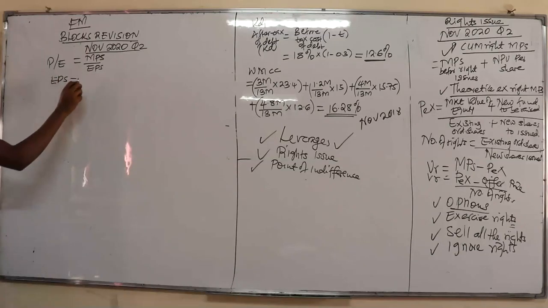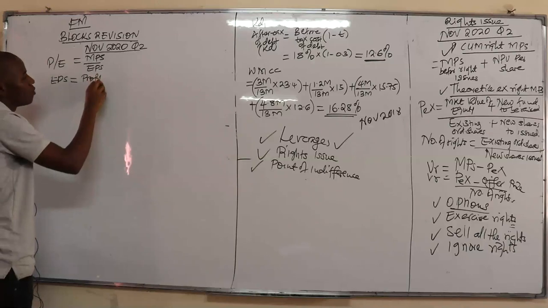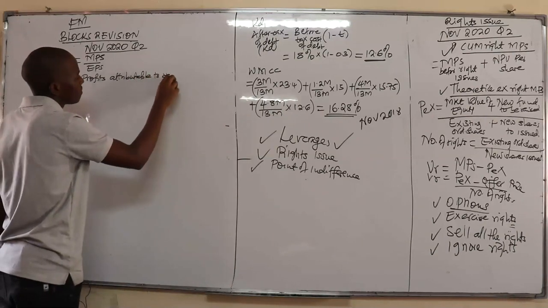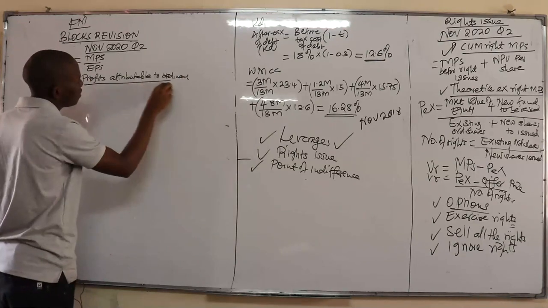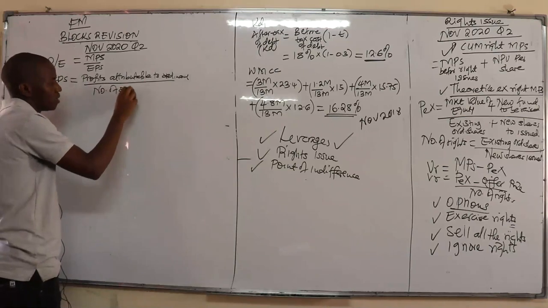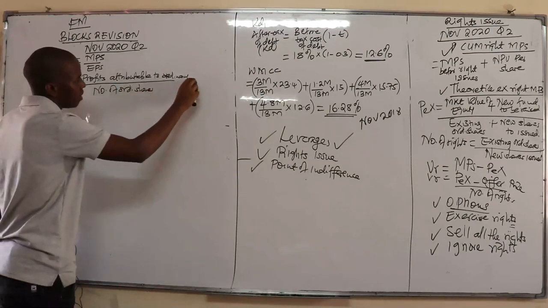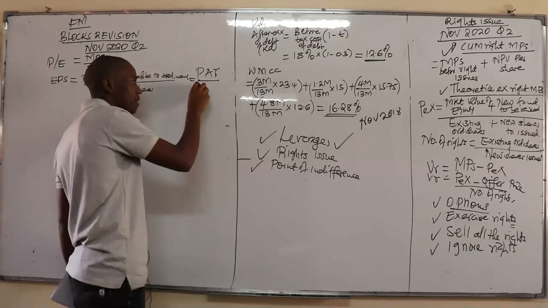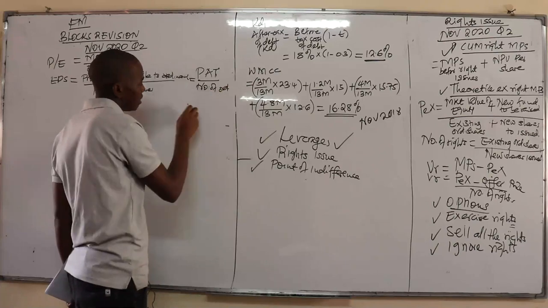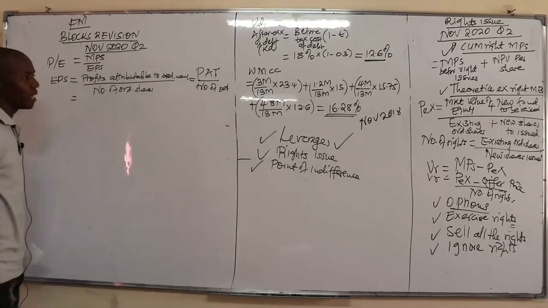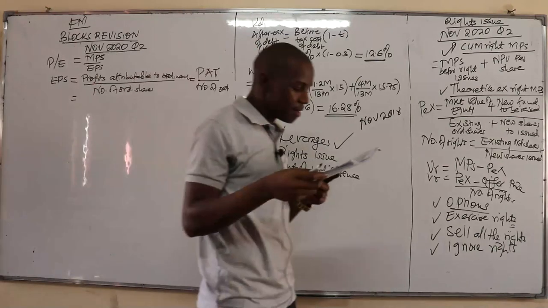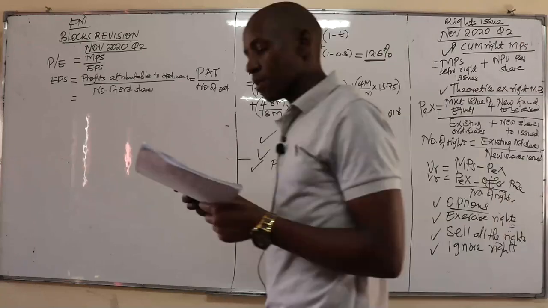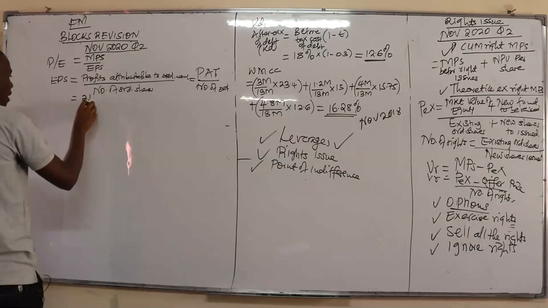But how do we get the earning per share? Earning per share is given by the profits attributable to ordinary shareholders, you divide by the number of ordinary shares, which in this case commonly is always the profit after tax. You divide by the number of ordinary shares. So in our case, do we know the profit after tax? We were given the income statement, and net profit after tax in that case is given as 21 million. So in that case, it will be 21 million.